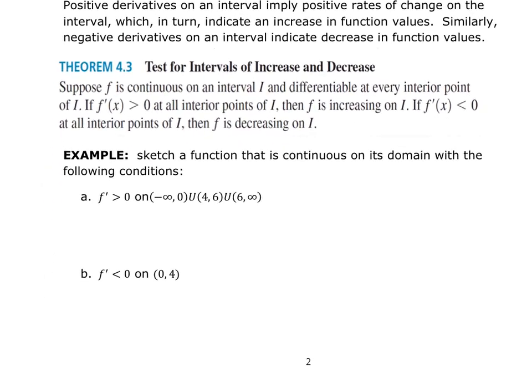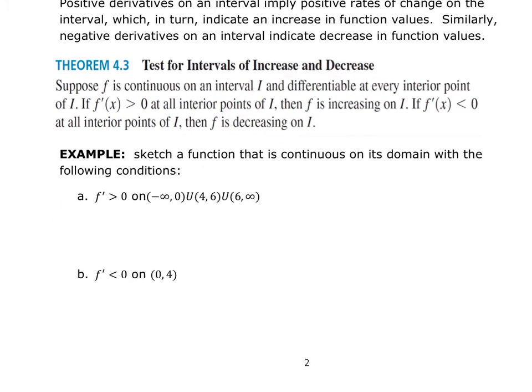So the first thing we've got is Theorem 4.1, which is the test for intervals of increasing and decreasing. So basically you just take the derivative and determine whether or not it is increasing or decreasing by doing a sign graph. So if you look at the video from yesterday that I uploaded, if you look at the very last part of it, it's increasing, decreasing. It goes over a couple of examples.